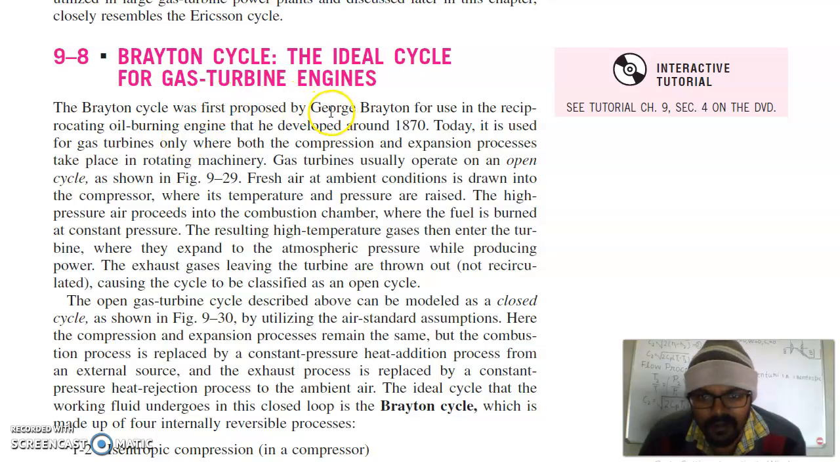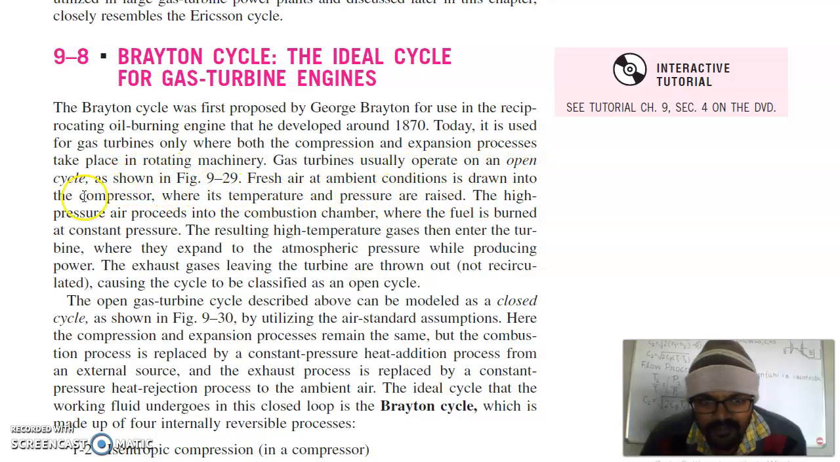The Brayton cycle was first proposed by George Brayton for use in the reciprocating oil burning engine that he developed around 1870. Today it is used for gas turbines only, where both the compression and expansion processes take place in rotary machinery. Gas turbines usually operate in an open cycle as shown in the figure.